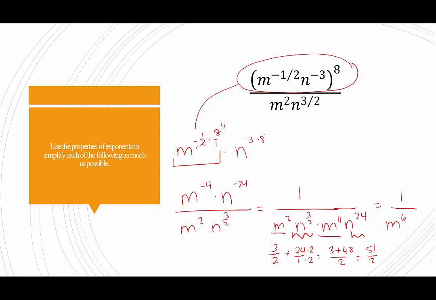So this would be 1 over m to the 6th times n to the 51 over 2. And we're just going to leave our answer like that. We're not going to worry about anything weird that might be happening there.